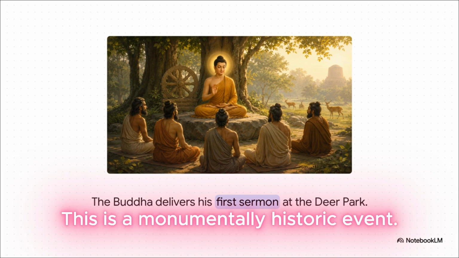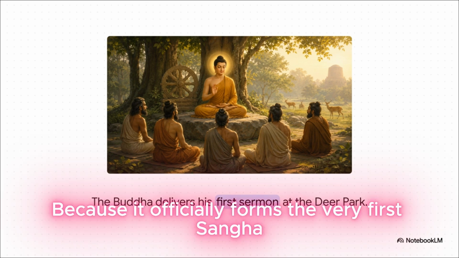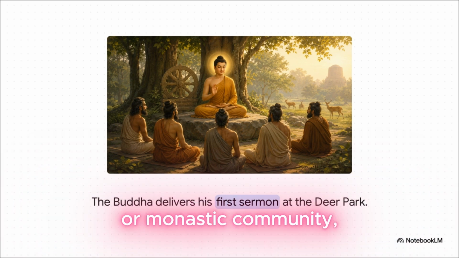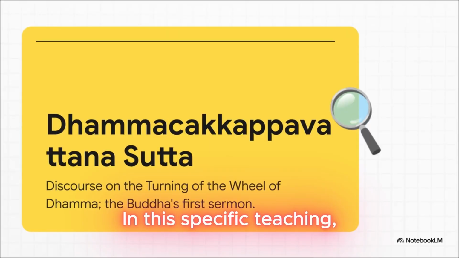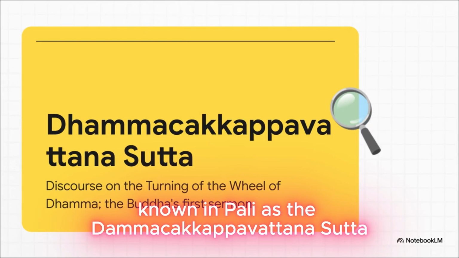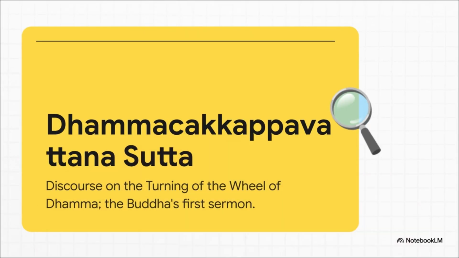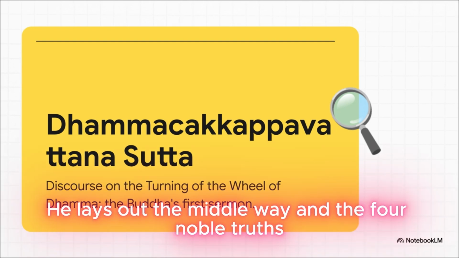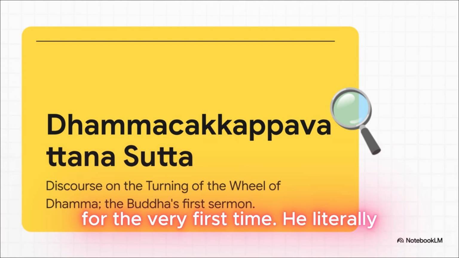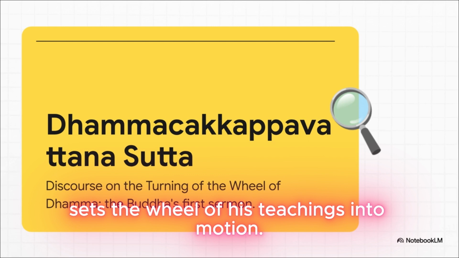This is a monumentally historic event because it officially forms the very first Sangha, or monastic community, when one of his followers finally gains the Dhamma eye. In this specific teaching, known in Pali as the Dhammacakkappavattana Sutta, which translates to the Discourse on the Turning of the Wheel of Dhamma, he lays out the middle way and the Four Noble Truths for the very first time. He literally sets the wheel of his teachings into motion.